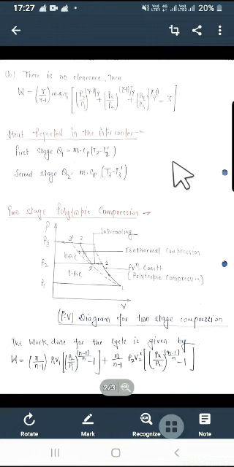For the two-stage adiabatic compression, what will be the work done formula? It should be equal to γ/(γ-1) mRT1 [(P2/P1)^((γ-1)/γ) + (P3/P2)^((γ-1)/γ) - 2]. Here the number subtracted is 2 because there are two stages; this number shows the number of stages.